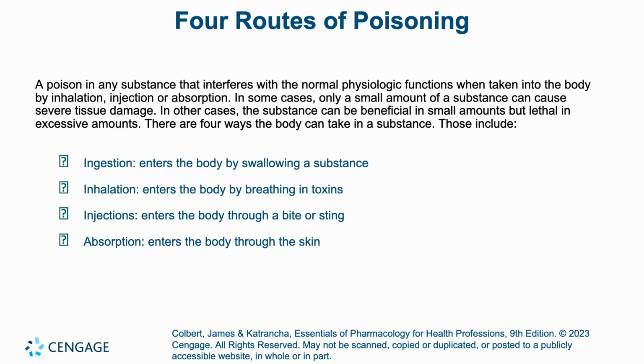4 routes of poisoning. A poison is any substance that interferes with the normal physiologic functions when taken into the body, either by inhalation, injection, or absorption. In some cases, only a small amount of substance can cause severe tissue damage. In other cases, the substance can be beneficial in small amounts but lethal in excessive amounts.